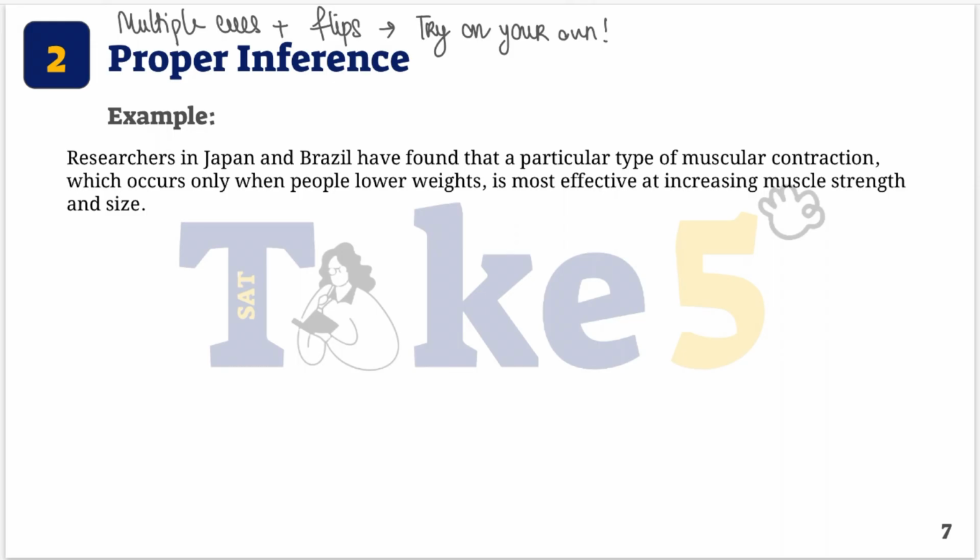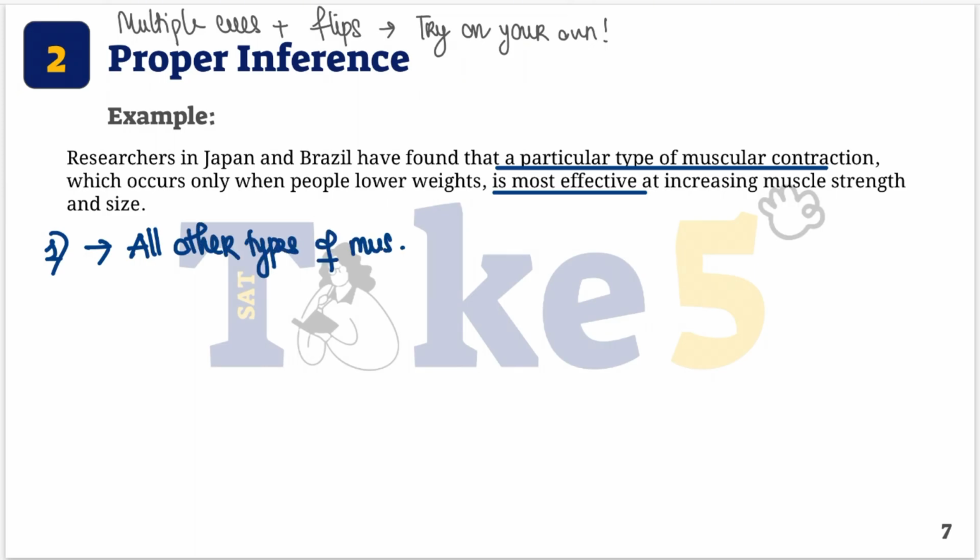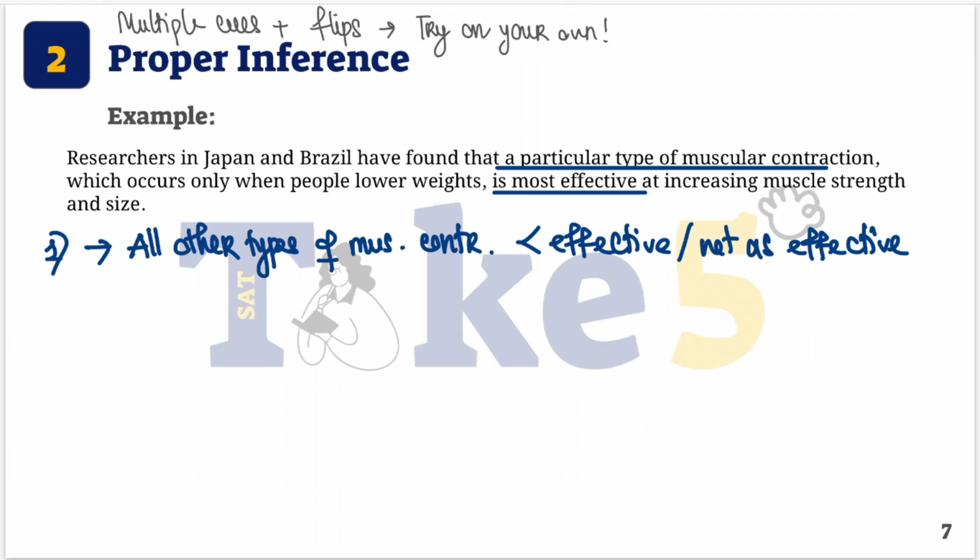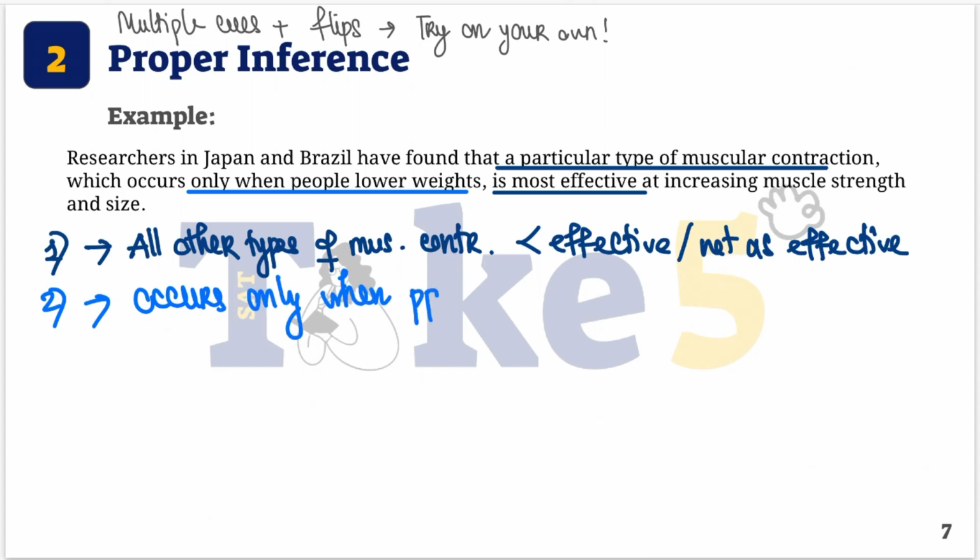First, the passage is concerned with a type of muscular contraction that is most effective at increasing muscle strength and size. We can flip this information and say that all other types of muscular contractions are less effective or not as effective at producing this outcome. This is an example of using the negative wording technique. Next, this type of contraction occurs only when people lower weight, that is, when they are not raising the weight. Another way to use the negative wording technique to flip this information as well.